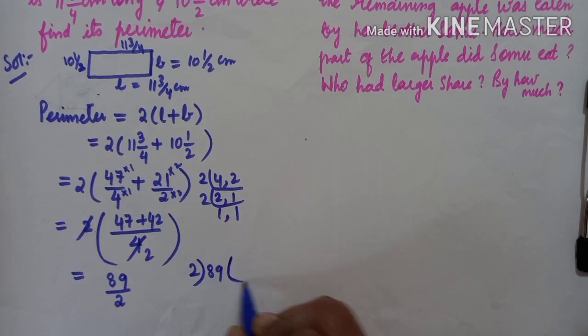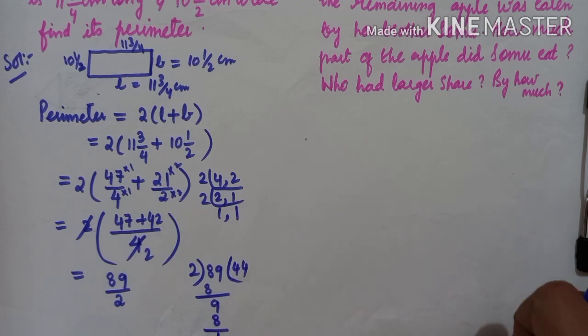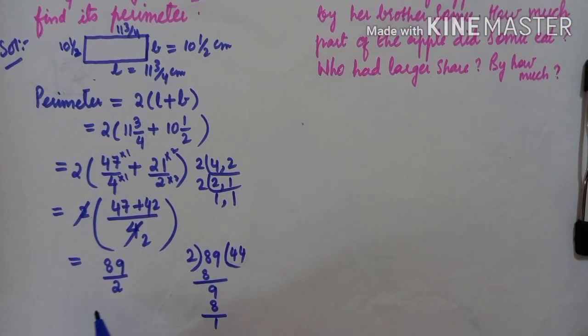2 4s are 8 and 9 will be remaining. Again 2 4s are 8, then 1 will be remaining. Okay, so what did you get here? Mixed fraction 44 1/2 centimeter. So your perimeter of a rectangular sheet is 44 1/2 centimeter, right?